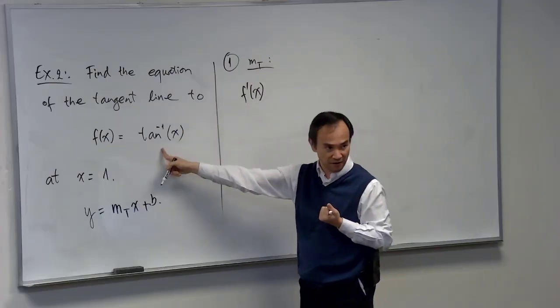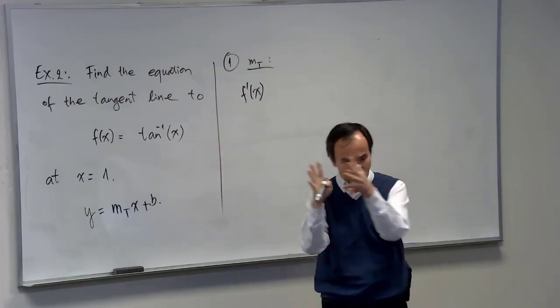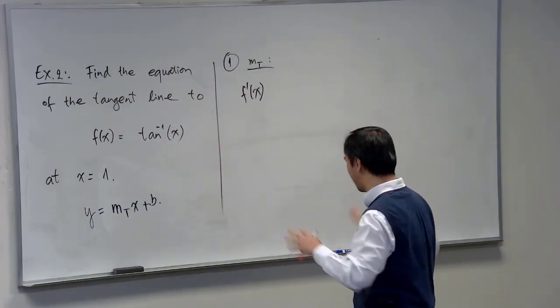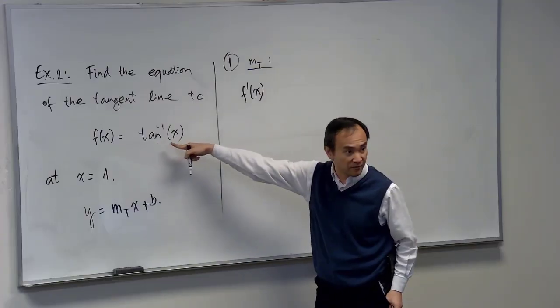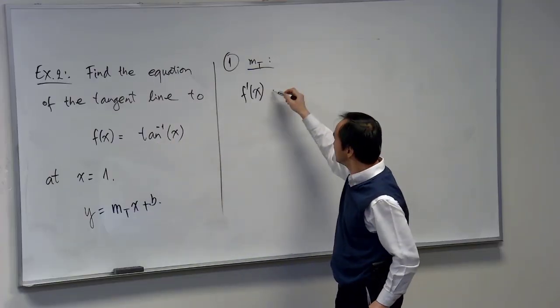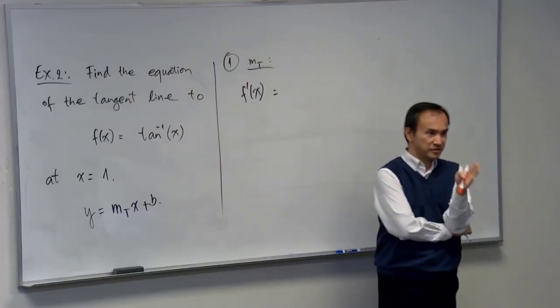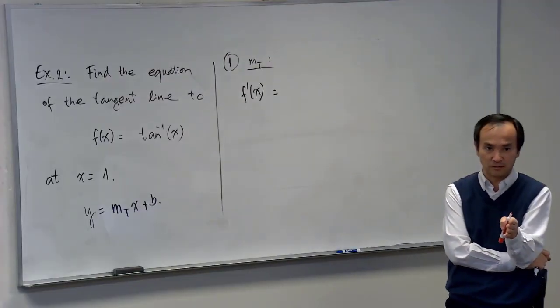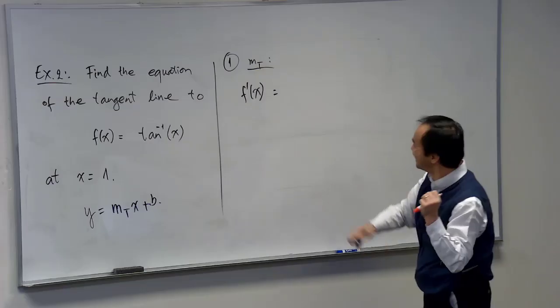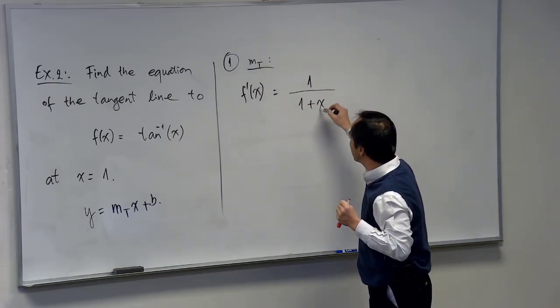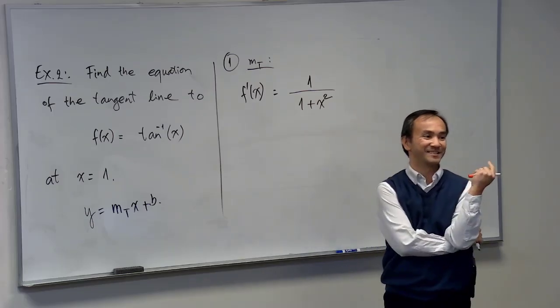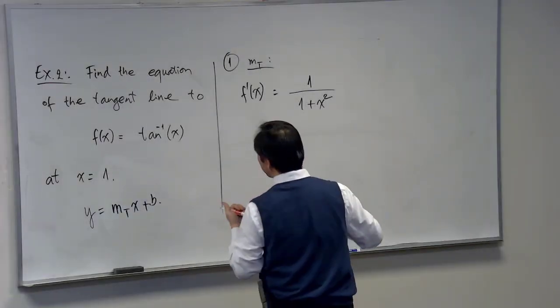Different tangent line problems apply to different kinds of functions, like we come up with different derivative rules. So our function here is tangent inverse, right? Remind me again, it's just that one very basic rule. Anyone? Yes? 1 over 1 plus x squared. I heard you. Look good? So you got the derivative.